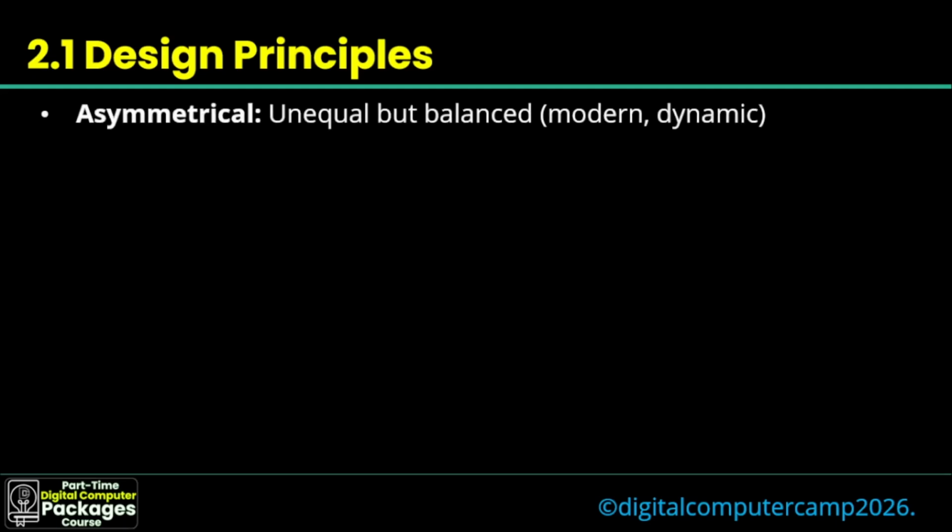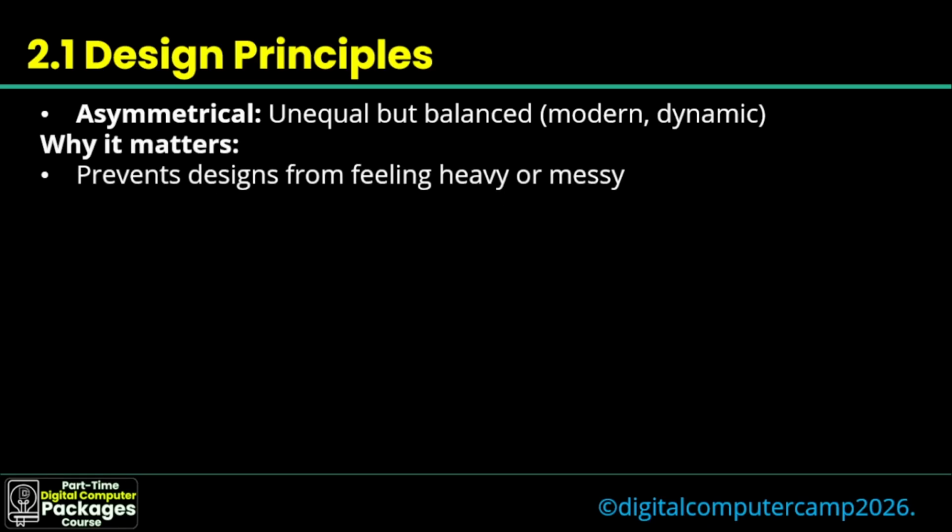Then you have asymmetrical, unequal but balanced. It's a modern and dynamic type of balance. Why it matters? To prevent design from feeling heavy or messy. It creates stability.